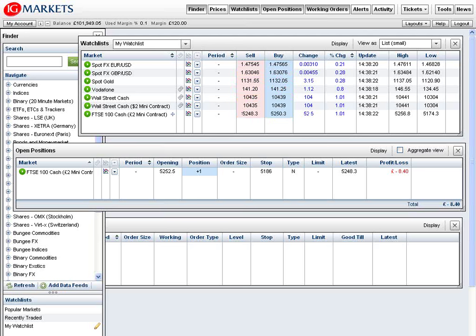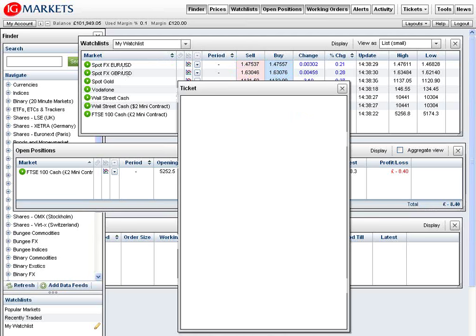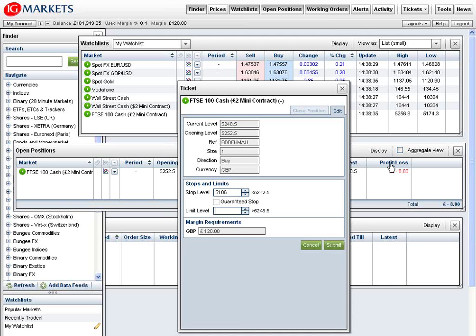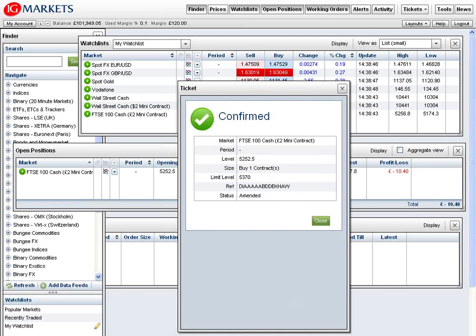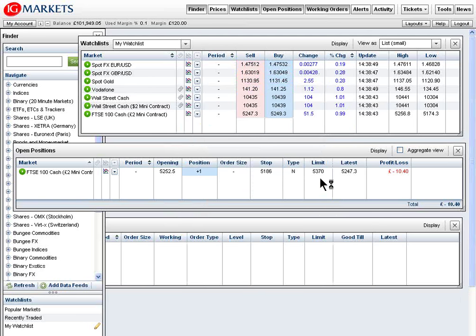If I jump back on Pure Deal, what I can also do at this point, and I could have done it when I first brought the order ticket up, is say, well, right, if the market gets to 53.70, I'm going to click on limit here. I can put a limit order in there. So that way, if the market gets there, it will take profits automatically for me. So click on submit, and it's done. And you now see I've got a value in the limit box on my open positions window. So now I've completely automated the process for this trade.